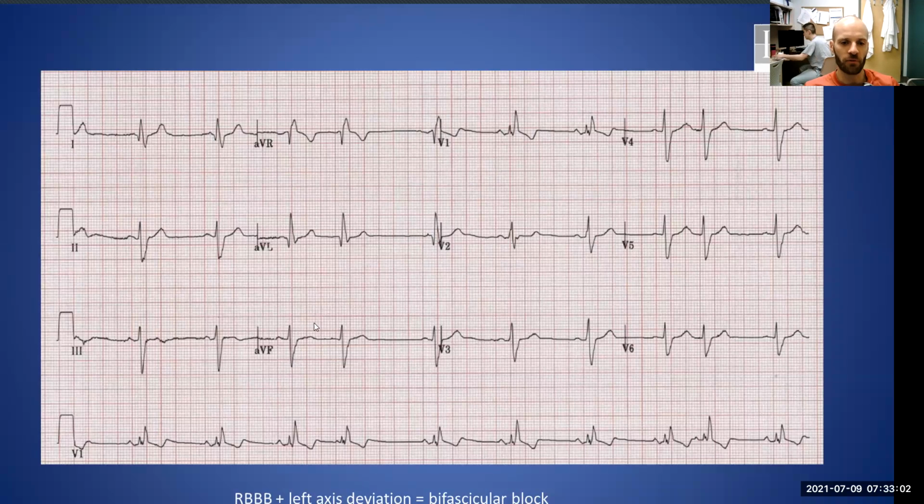If we've got a right bundle branch block and a left axis deviation, that suggests that the conduction disease is a bit more widespread. We've got a technical term for that. We call that a bifascicular block.